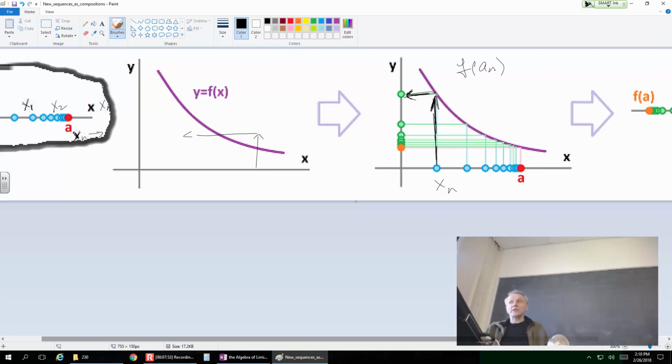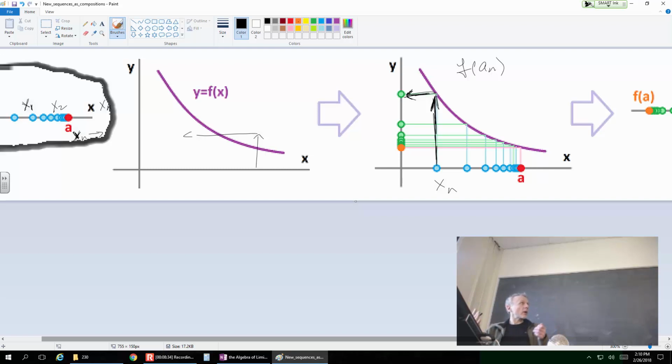Okay, so what is the result? Look at the y-axis. What do you see on the y-axis? You see those green circles. What do they form? What does it look like? It's also a sequence, right? So in other words, f turns a sequence on the x-axis into a sequence on the y-axis.